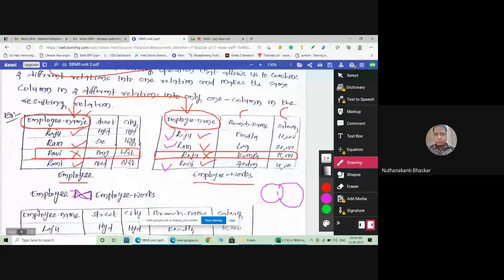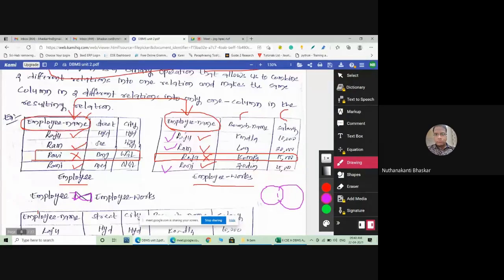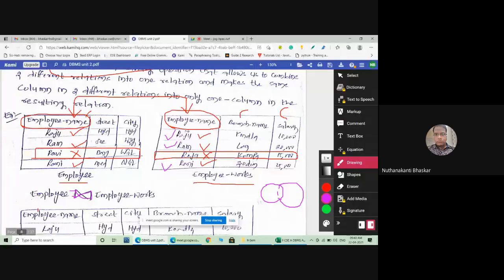In the same way, natural join is used on that basis. We can join the two tables using the join operation. When we join based on the same column, the values are checked in both tables, and based on that it joins. We already discussed this with an example earlier. Correct.